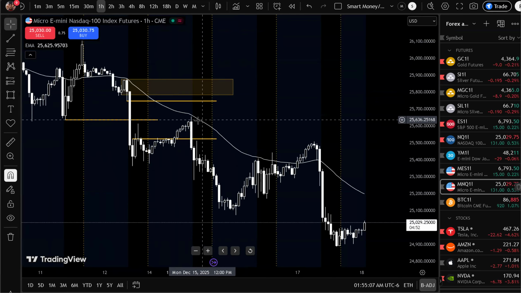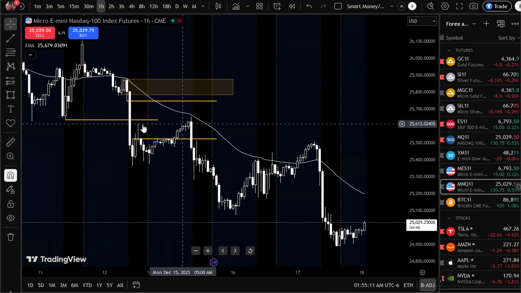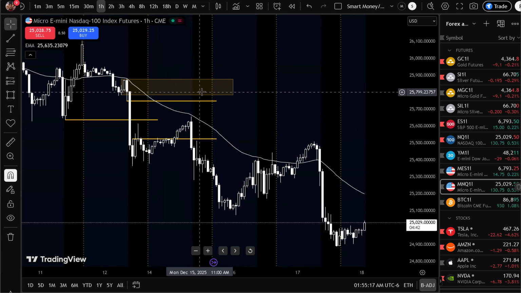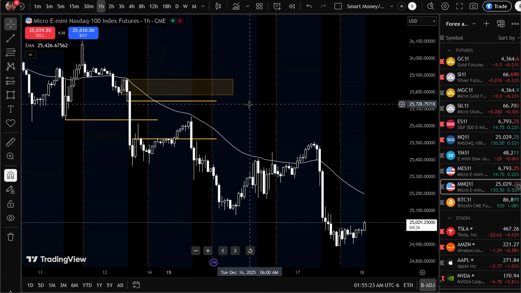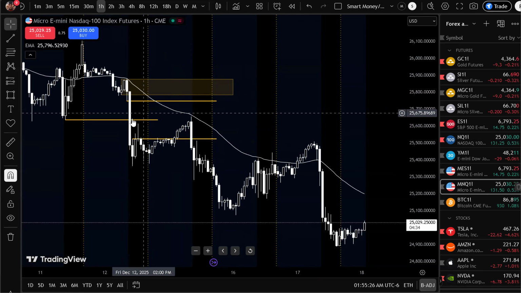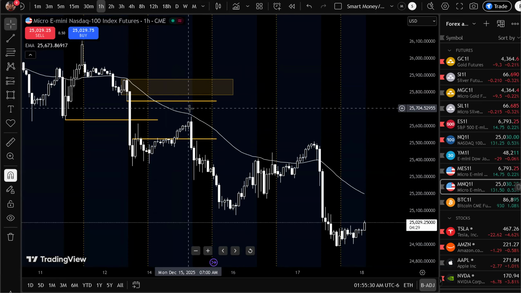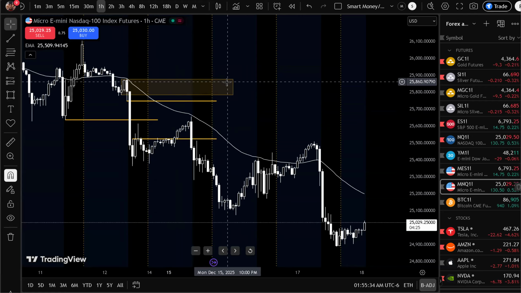Remember I said price is going to go to internal liquidity. Where did we go? We swept this high and just tapped inside fair value. Yes, price could have gone up here into the order block, but it didn't. It went to fair value and swept this high right here. Now that's the correction. This is our internal liquidity. Now you're like, okay, it hit this. How do I know when to get in the trade?